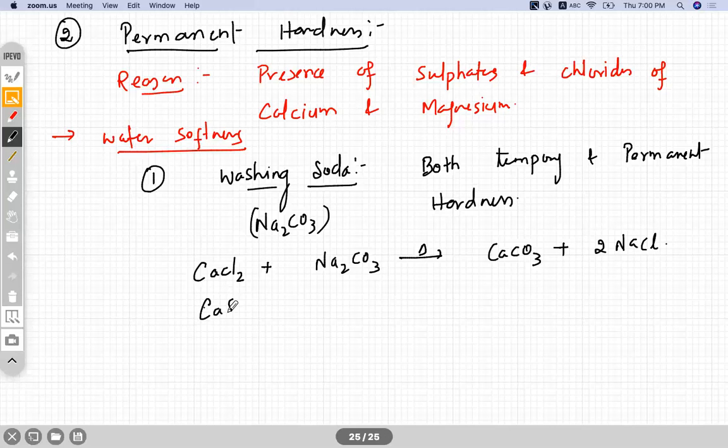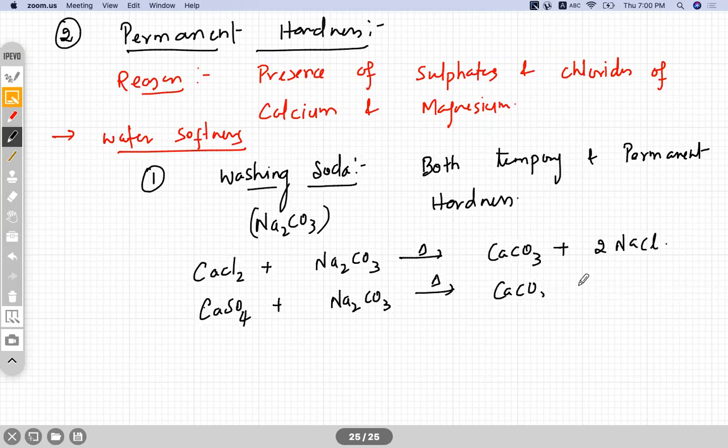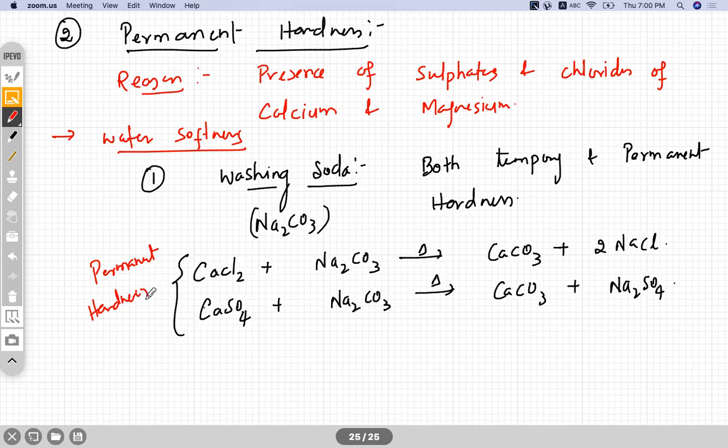Right? So the calcium will go out. If you have CaSO4, sulfate, with Na2CO3, it converts again into CaCO3 plus Na2SO4. Okay, this is for permanent hardness, chloride and sulfate. Okay, for permanent hardness.